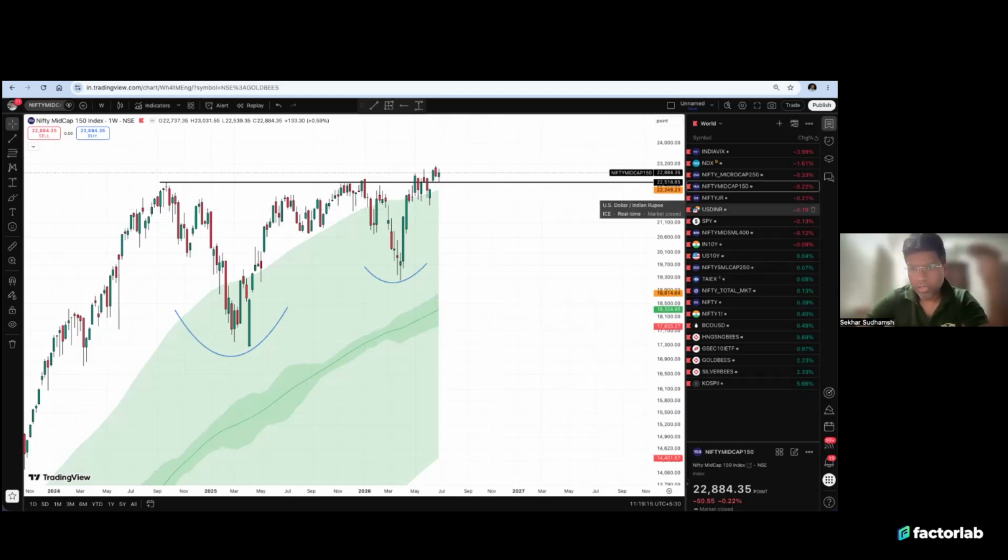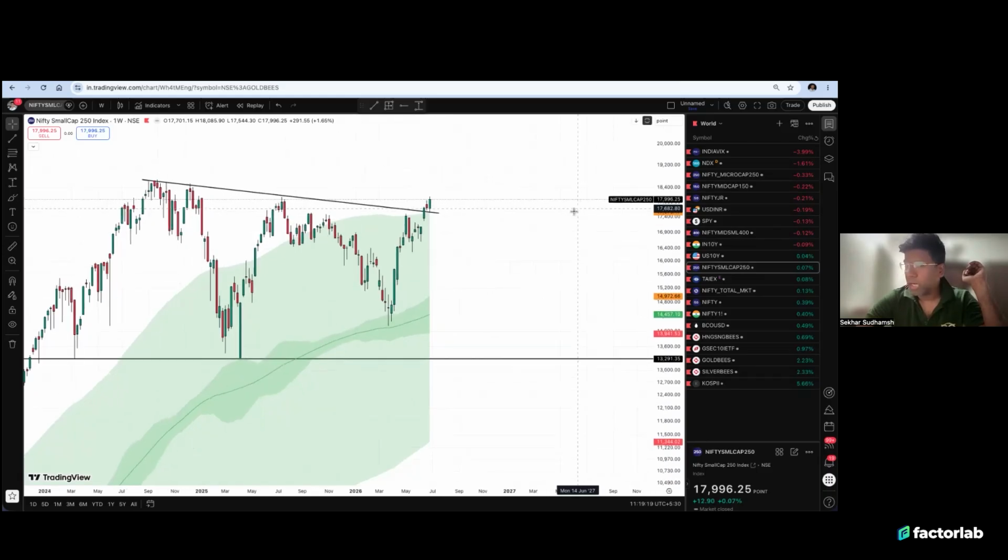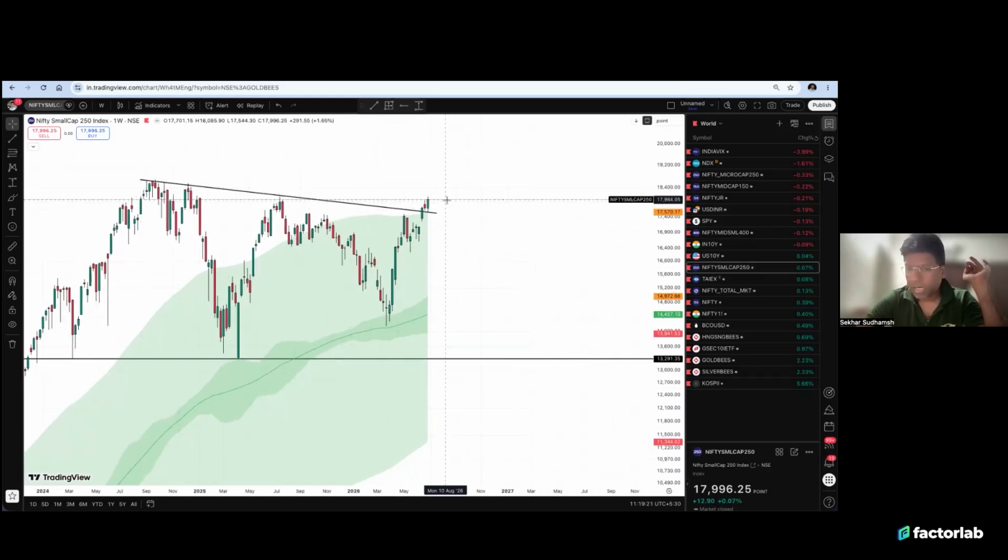Now let's go even further downstream in the smallcap 250 space. Smallcap 250 also has broken out from the trend line, not from the horizontal line. Now, if I look at the percentage from its all-time high, it is somewhere around 3.5% from its all-time high. Better than large cap, not as good as midcap, but small cap is slowly starting to rise. And then finally, we look at the microcap.